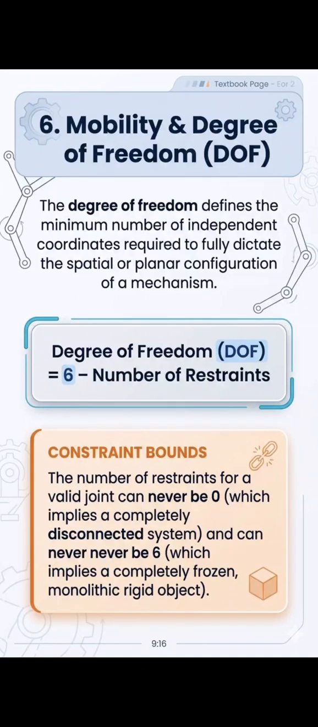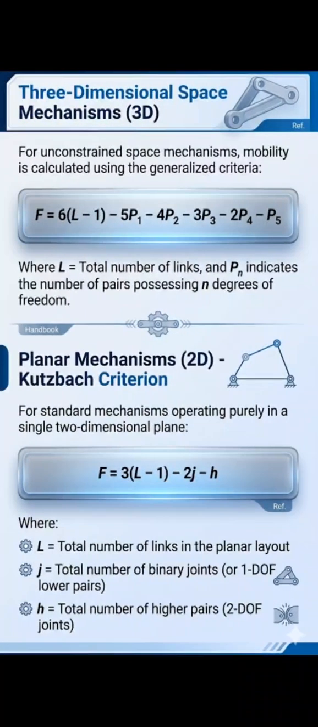The degree of freedom defines the minimum number of independent coordinates required to fully dictate the spatial or planar configuration of a mechanism. Degree of freedom is equal to 6 minus the number of constraints. The number of restraints for a valid joint can never be zero, which implies a completely disconnected system, and can never be six, which implies a completely frozen monolithic rigid object.